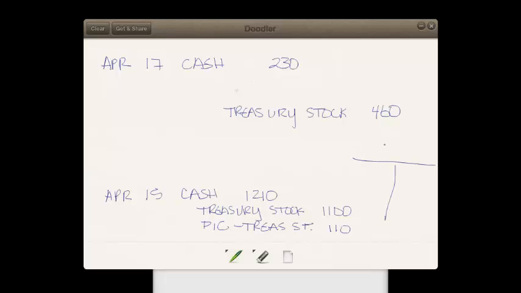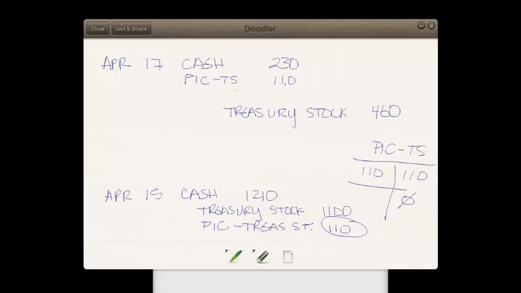The first step, I'm going to make a T account over here for my paid in capital treasury stock account that I created on April 15th, and I put this $110 in there. So it's kind of like having a little bank. So the first thing we do is we reduce that to 0, and we reduce a paid in capital account with a debit. Okay, $110. So we've just zeroed that out.